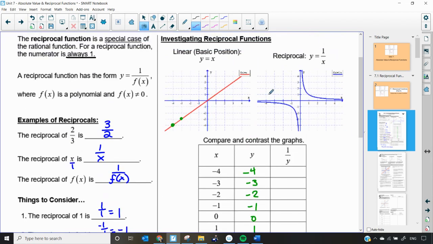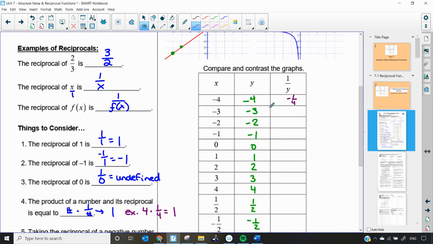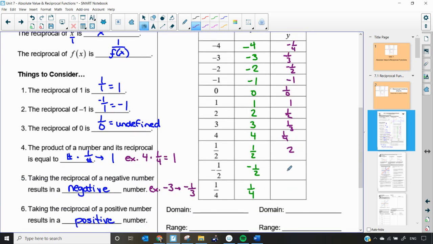And so if we look at point -4, well, it's kind of tricky to see on the graph exactly what that point is, but we know that the reciprocal of y is 1 over y, so the reciprocal of -4 would be -1 over 4. And the reciprocal of -3 would be -1 over 3, and so on. So I'll just fill these in quickly. Notice that the positive values stay positive, the negative values stay negative.